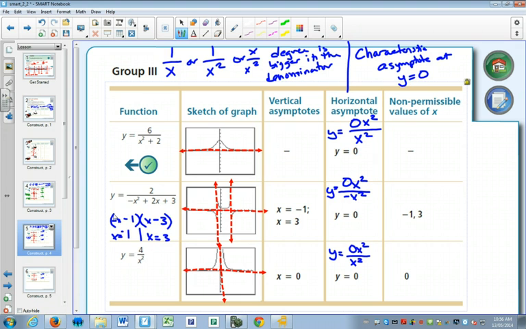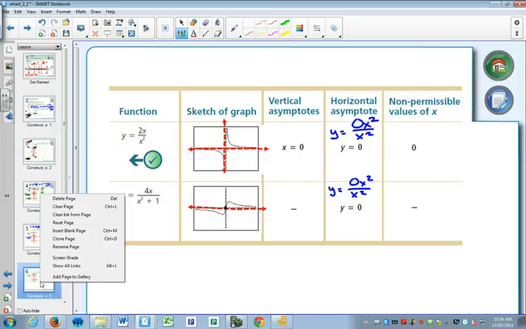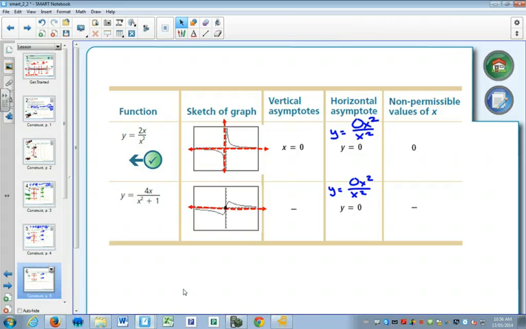Third one, you can see the non-permissible value is 0, so you have an asymptote at x equals 0. Same thing in this one. If you plug in 0, x is equal to 0. And finally, the last one, x squared plus 1 is never equal to 0, and so you don't have any vertical asymptotes.